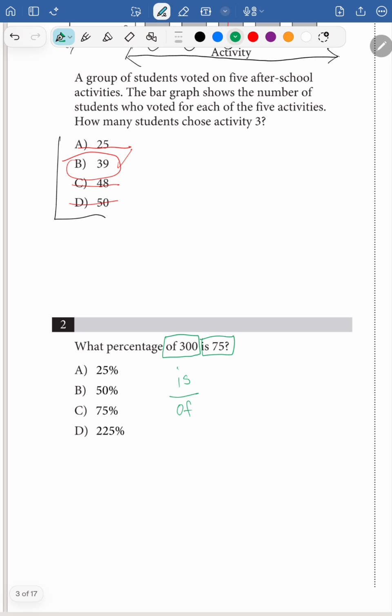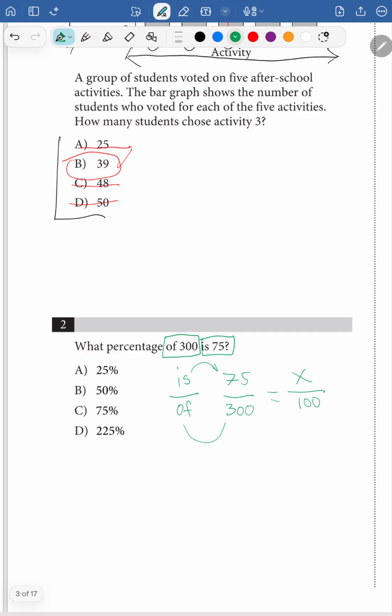Is 75 of 300? So you can see that of is 300, is 75. Now what do we do with this? We set this equal to a fraction of a percentage. And we know that a percentage is, to represent a whole, that would be 100%. So you would just need out of 100, right? And you're trying to figure this part out. You don't know what 75 is percentage-wise to 300.